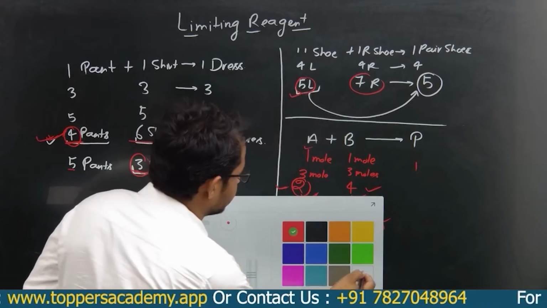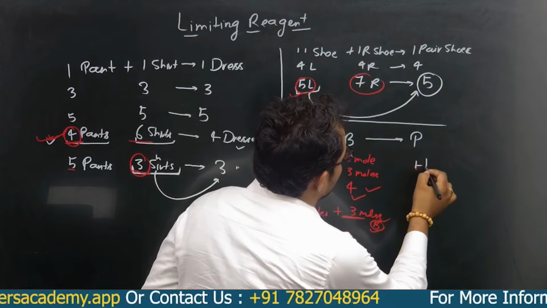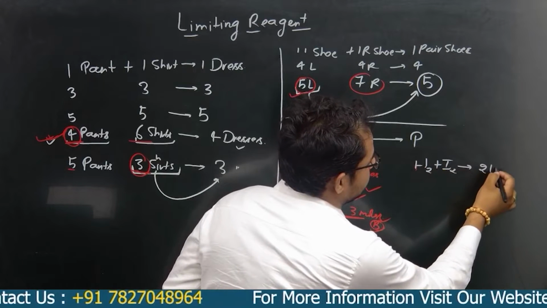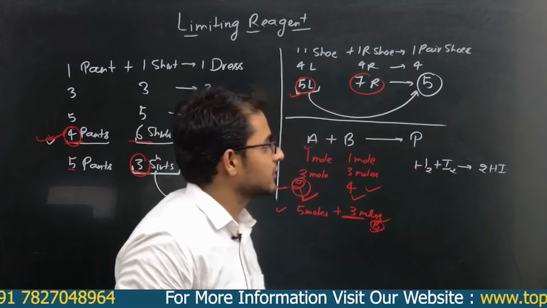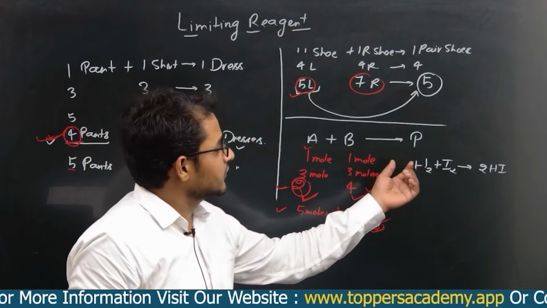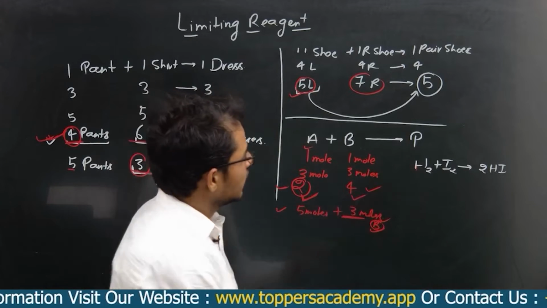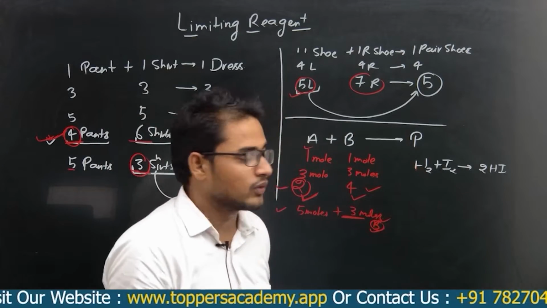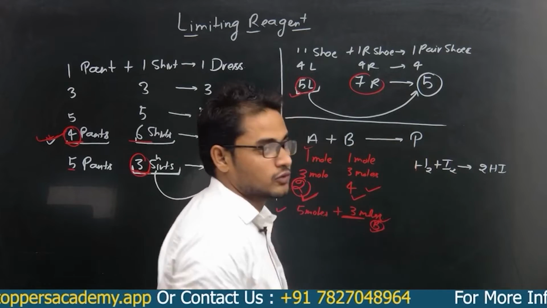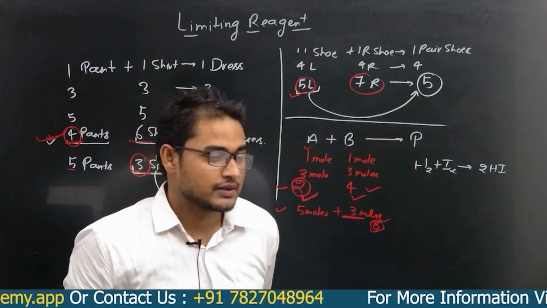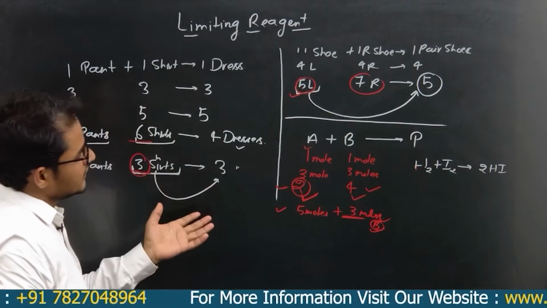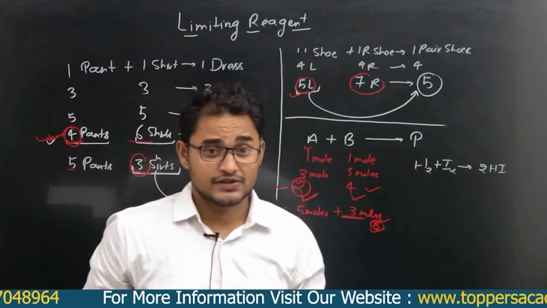Suppose H2 plus I2 gives 2HI. So here, what is the stoichiometric coefficient? It is the value which is written before the reactant. Here 1 is written, we can assume that 1 is written before H2 and 1 is written before I2. So the stoichiometric coefficient here is only 1. So in such types of reactions we can find the limiting reagent in this way.